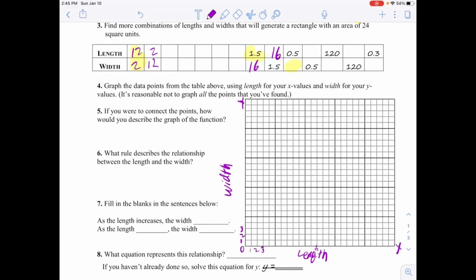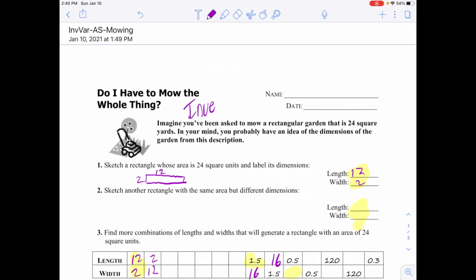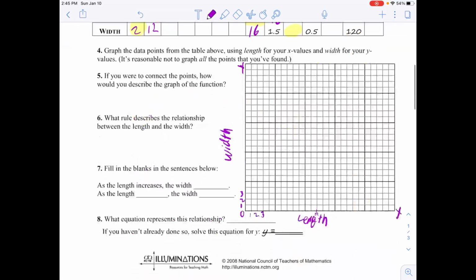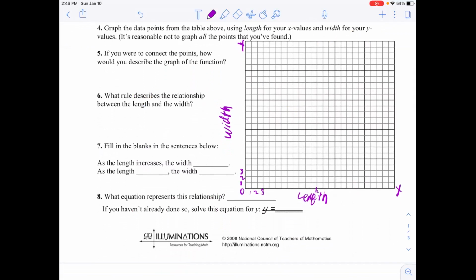After you graph that, you're going to see what kind of relationship is happening here. This is a type of relationship that's called an inverse relationship. It's a very special type of relationship that is very different from the proportional ones we've been talking about. So you're going to get a graph, keep filling out and answering the questions here, and try to write an equation.